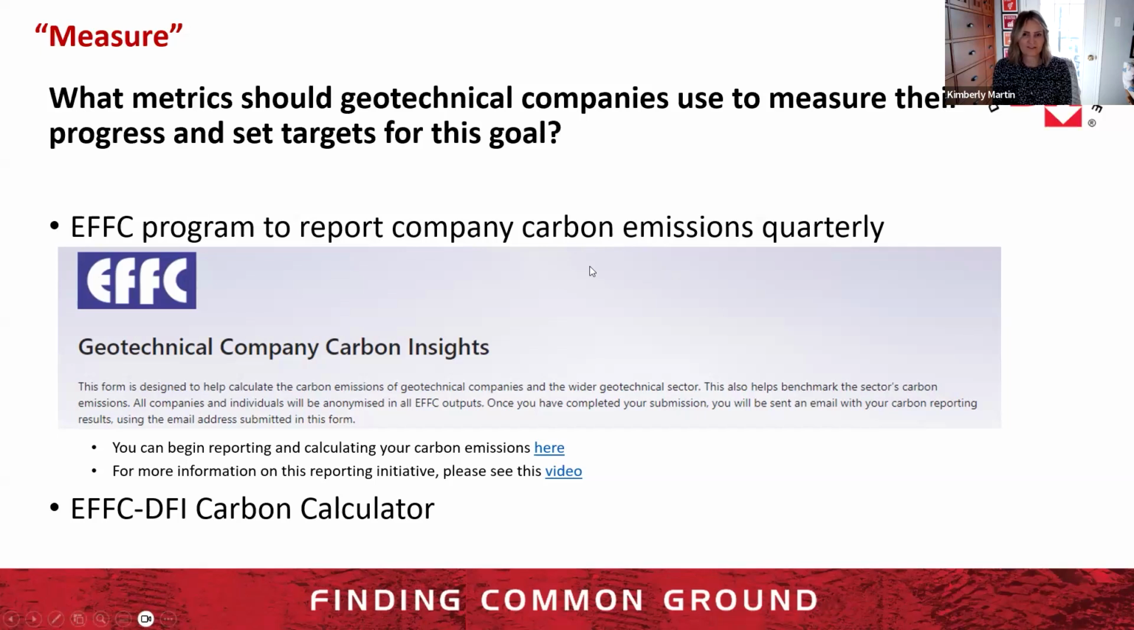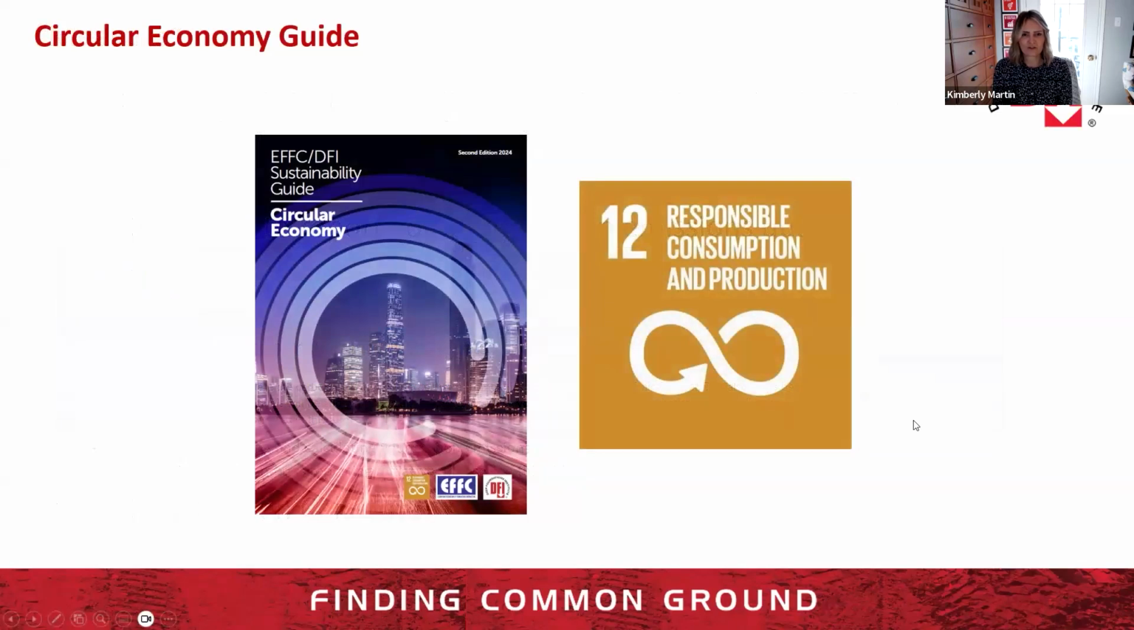So now you know how the guides are set up, so I'll move a little faster through the circular economy. The circular economy guide addresses SDG 12, which is responsible consumption and production. And as I go through this, you'll see that the SDGs and guides are interrelated, which is good for us because by addressing what seems like one SDG, we can oftentimes positively impact other SDGs as well.